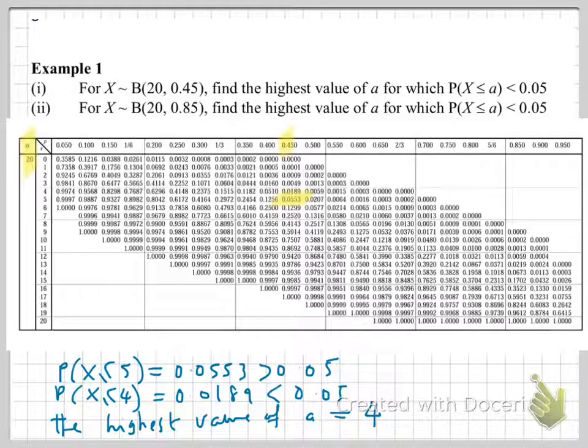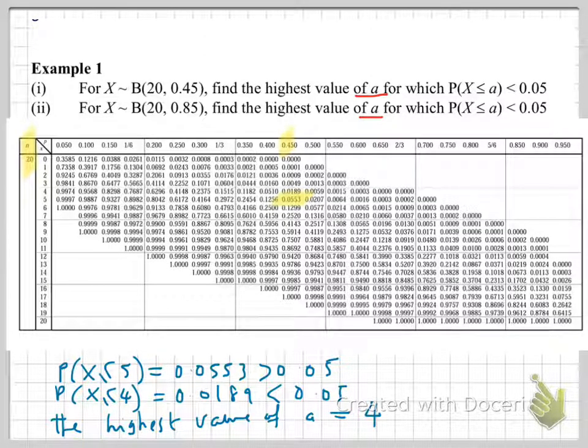Okay, so in hypothesis testing part 1, we got an introduction, looked at how to use the tables. Now we're going to take a step further and actually work out the certain values of A for which the probability of X being less than or equal to A is greater than or less than a certain amount.